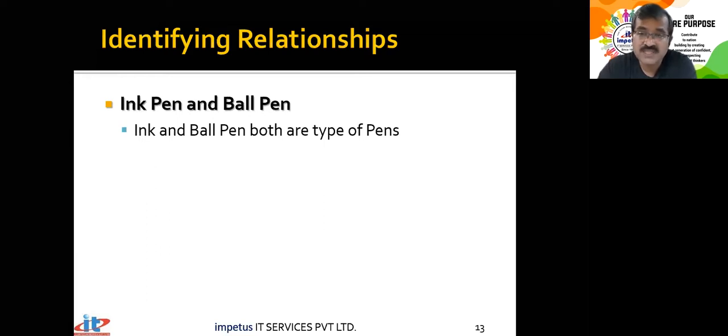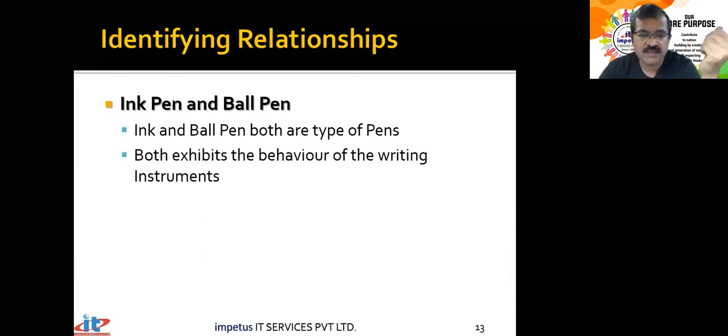Neither is ink pen an object. That's a type, a category. Ball pen, your ink pen, my ink pen, that can be an object. But ink pen, it's just a type. If I say this ball pen, that's an object. But if I say ball pen, that's just a type. If I say this ink pen, then that's an object. Your ink pen, my ink pen, that's an object. Ink pen is just a class. Both exhibit the behavior of a writing instrument. So there is some kind of sharing. There is ink structure also. They share certain things.